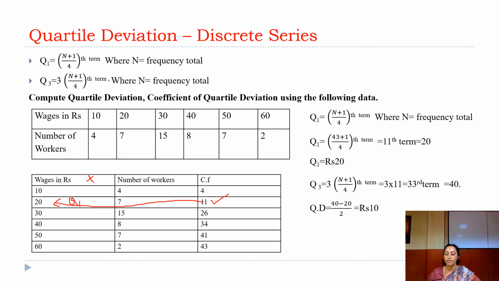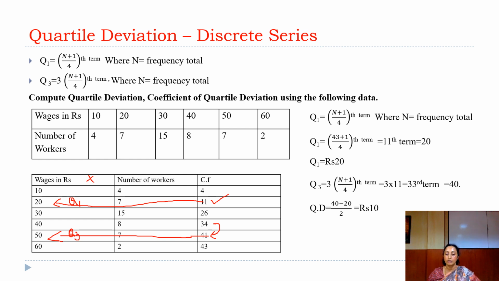Now, similarly, let us find Q3 by taking 3 times (n plus 1) divided by 4. So, that happens to be the 33rd term. So, the 33rd term is where our Q3 lies. How to find the 33rd term? Again, come back to cumulative frequency. So, here 33 lies after this 34. So, therefore, take the next value, that is 41. Corresponding to 41, our value in the wages is 50. So therefore Q3 happens to be at 50. So the 33rd term is 50.